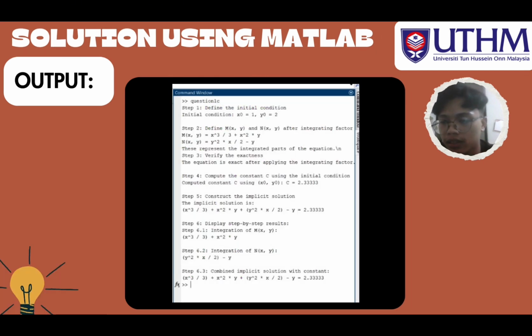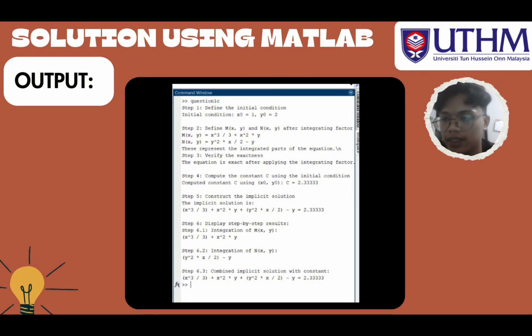After successfully running the script, we will get the output in the command window for question 1c. Step 1, define the initial condition. Initial condition x0 equal to 1, y0 equal to 2. Step 2, define Mxy and Nxy after integrating factor. Mxy equal to x power of 3 over 3 plus x power of 2y. And Nxy equal to y power of 2x over 2 minus y. This represents the integrated part of the equation.